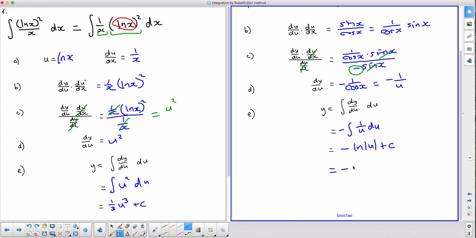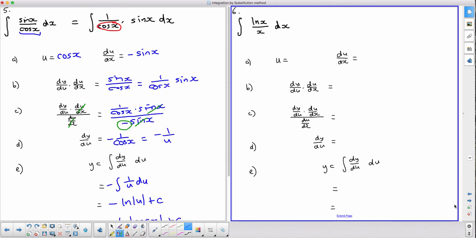Replace the u. And then we can try and differentiate that to make sure that we're correct. So we have a new result that the antiderivative of tan x is equal to negative ln absolute value cos x plus c. That's interesting.